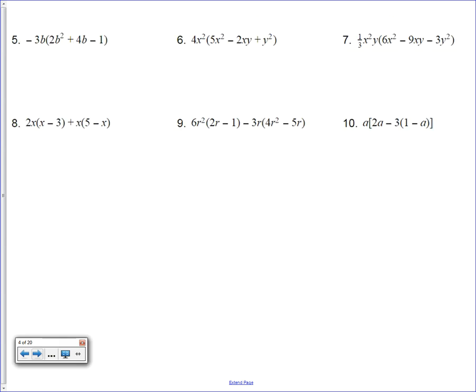Cody, I'm over to you. Distribute. What is negative 3 times 2? And then how many b's will that have? Yep. How about negative 3 times 4? And then how many b's will that have? Yep. And then negative 3 times that negative 1. And then how many b's will that have? Yep. Can any of those go together? Nope, not at all. None of them go together.